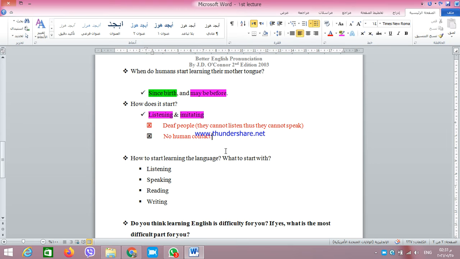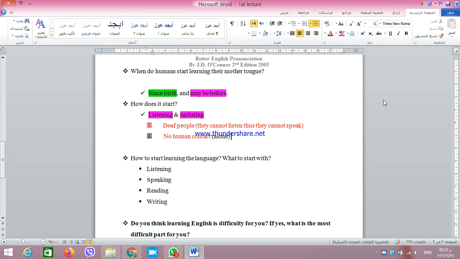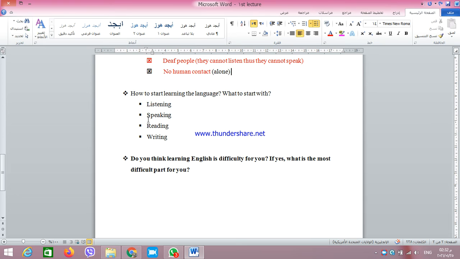In some other experiments, they put some people, actually kids or infants, alone without any human contact. Yani they are alone. There is nobody to talk with. They only have people to feed the baby and to do the necessary things for him or for her, but no speaking, no talking. That's why there is no listening. At the end of the day, when that baby grows up, he or she is not able to speak. So without human contact, there is no speaking, no language, because there is no listening at the beginning. Normally, when we start to learn a language, we always start with listening.